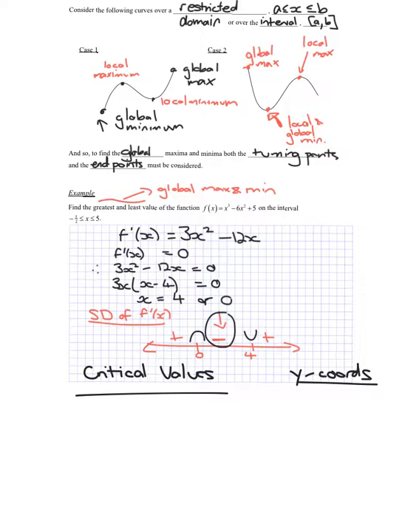All right, so we know the sign diagram, so we know the potential local minimum and local maximum. What I'm just going to write down here, though, is that I have to check the endpoints as well. Critical values and the y coordinates. By critical values, I mean all the x values that could possibly be the global maximum or minimum, and they are the endpoints and also the turning points.